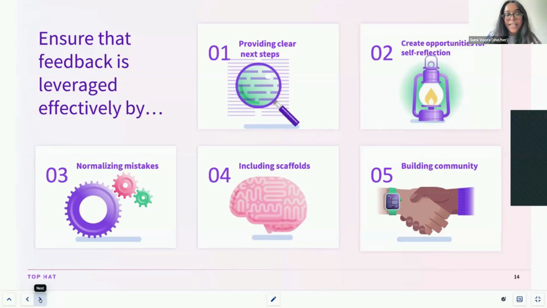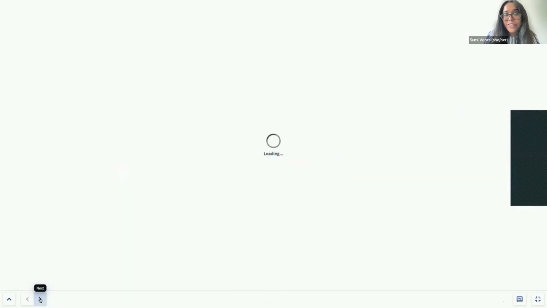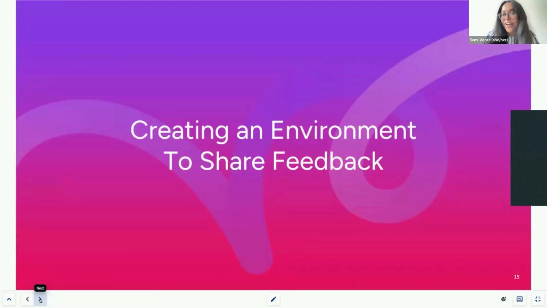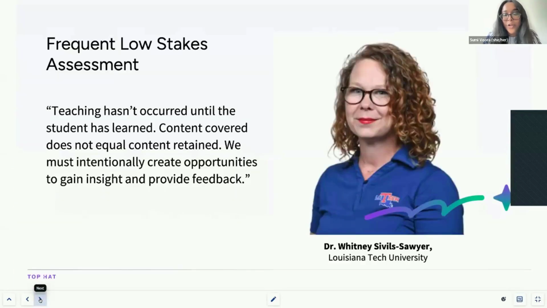Next, let's shift gears slightly and look at some educators who put these strategies into practice on a daily basis. First, let's look at some ways that we can create an environment that cultivates feedback. So I want to talk a little bit about Dr. Whitney Civil Sawyer from Louisiana Tech University, who strongly believes that creating opportunities for feedback should be intentional and ongoing. In her asynchronous course, she intentionally incorporates anonymous discussion so students can immediately put down their thoughts, questions, and feedback.